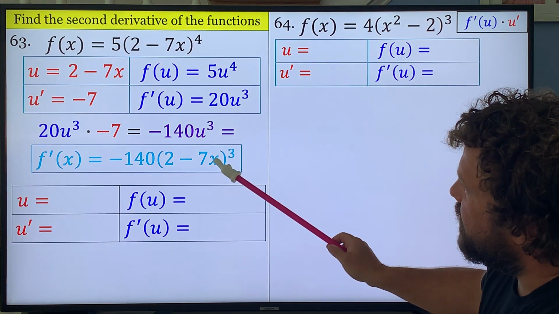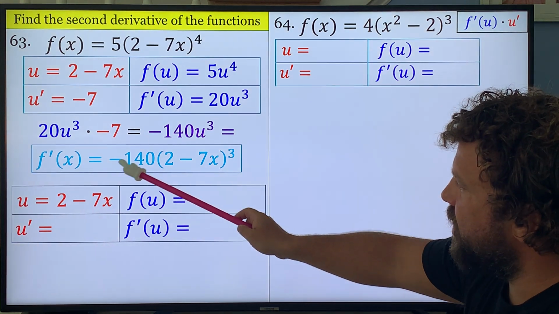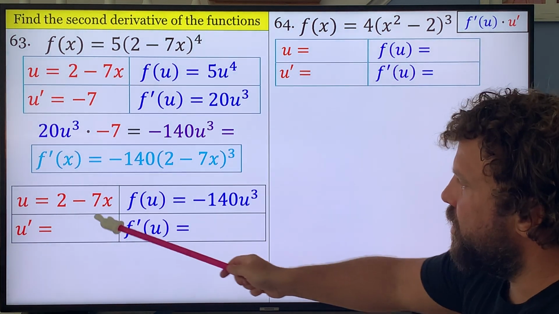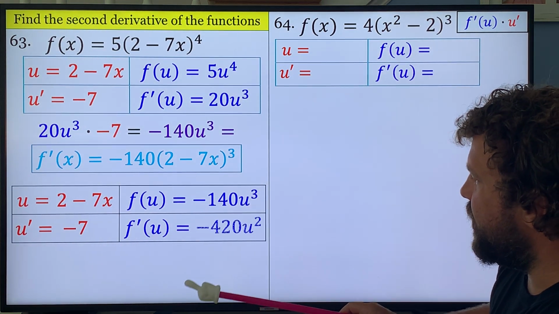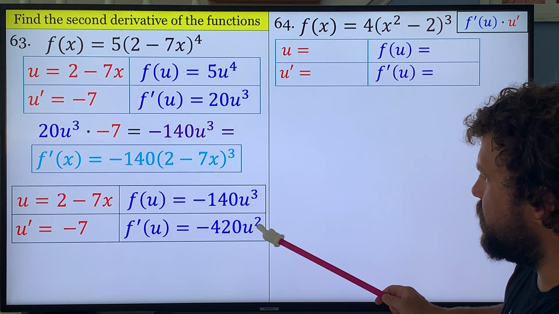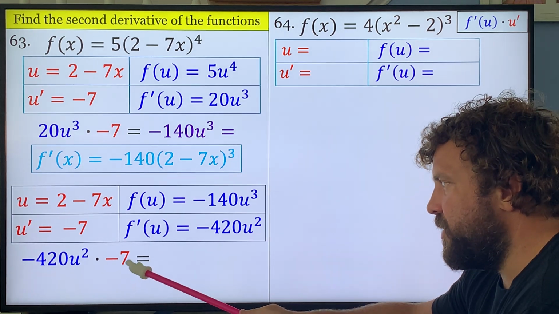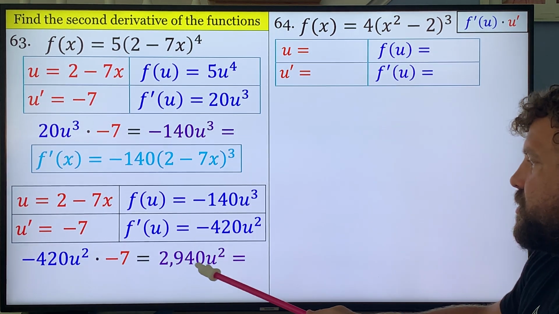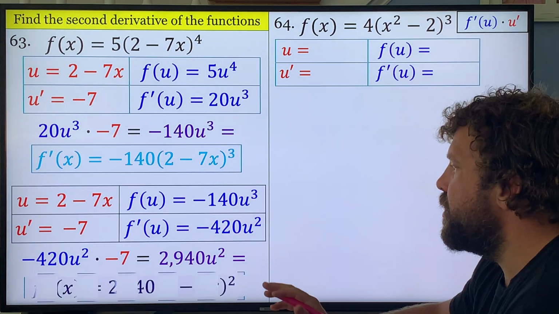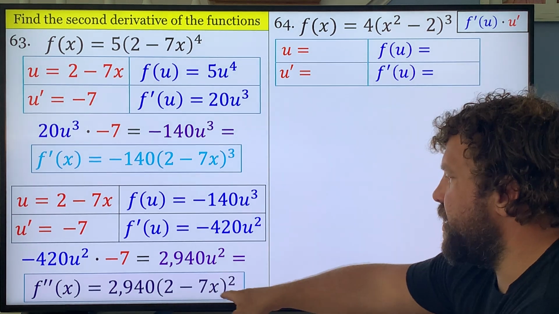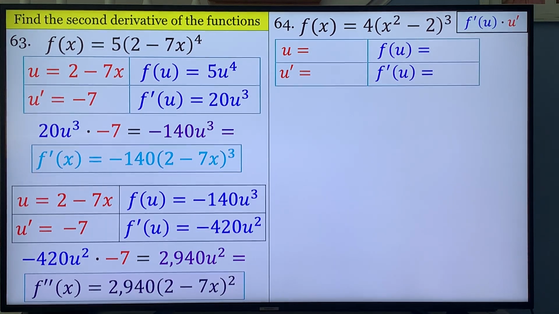2 minus 7x is again my u. My f of u this time is negative 140 u to the third power. This is still negative 7. 3 times 140 is negative 420 u squared. Multiply these two. Negative 420 u squared times negative 7. Negative times a negative is a positive 2,940 u squared. Plug back in my u. 2,940, 2 minus 7x quantity squared. All right, see, it wasn't that bad, was it? You're just doing a chain rule and then a second one. So do the next problem.